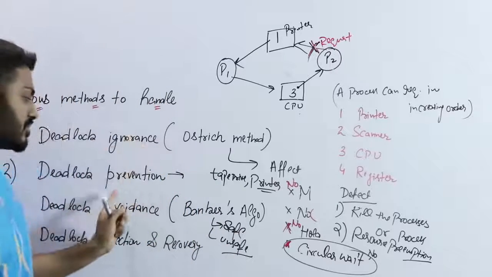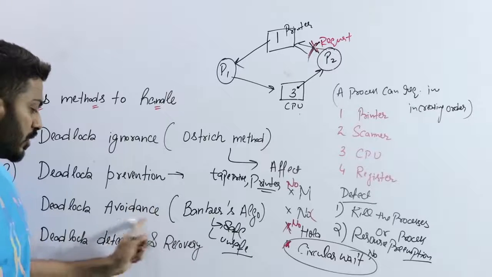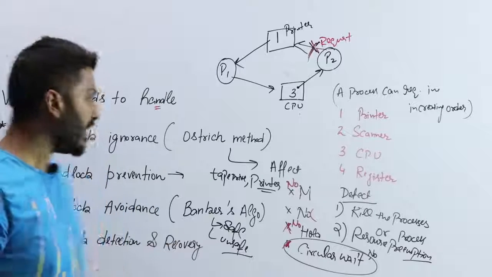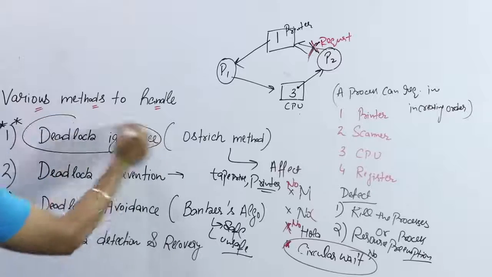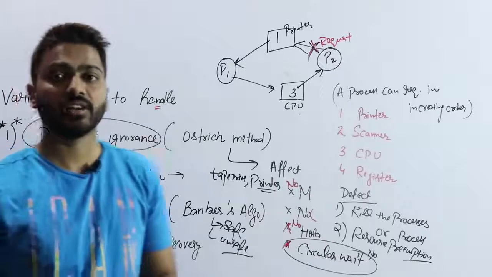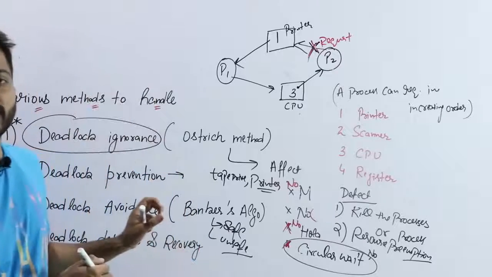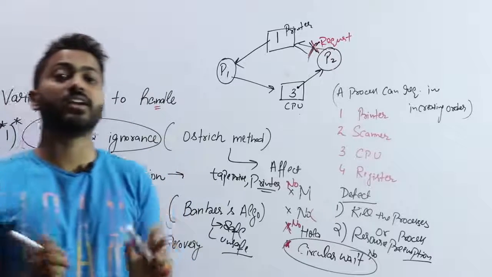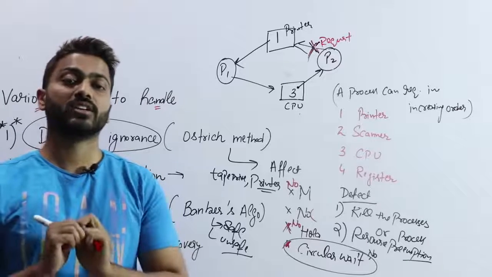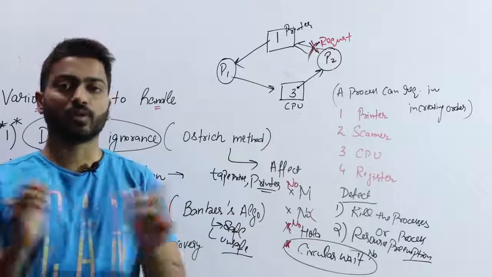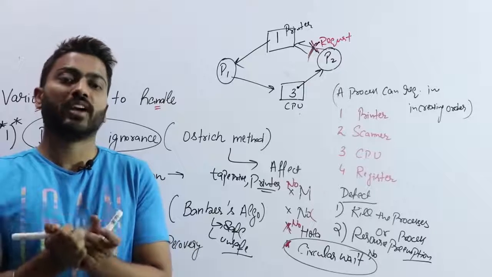One is ignorance, prevention, deadlock avoidance, and detection and recovery. And you will be shocked to know that this method is the real life implementation, deadlock ignorance. Although other methods are also implemented, this is the most widely used method, just the deadlock ignorance. So this is all about the various methods to handle the deadlock.